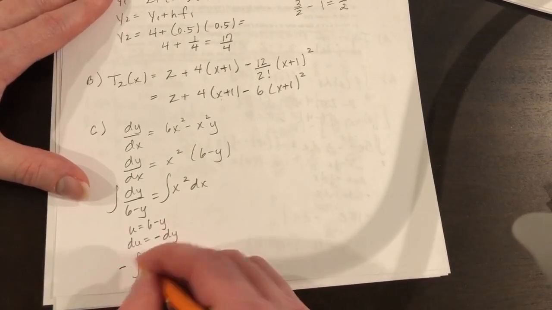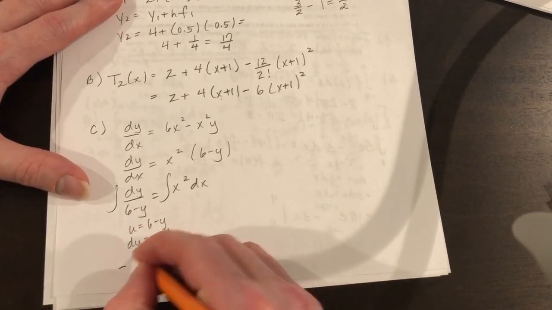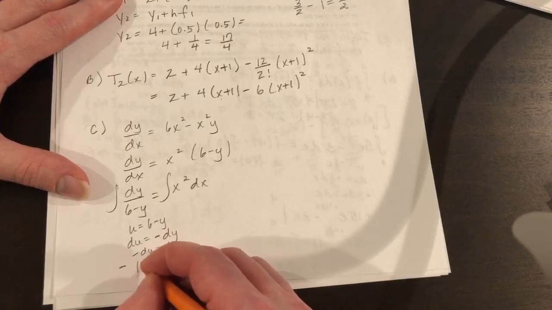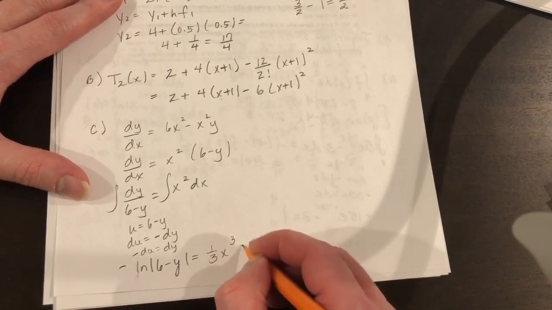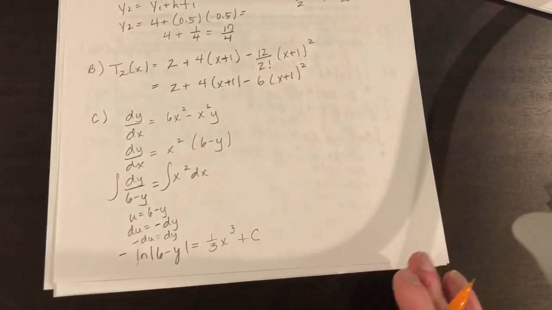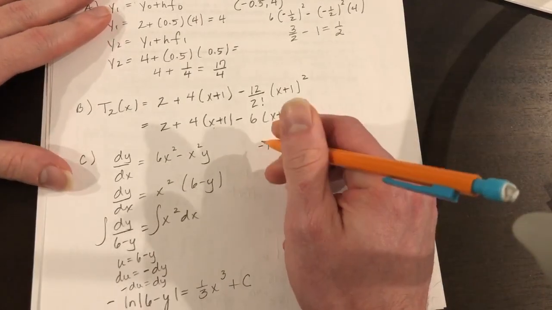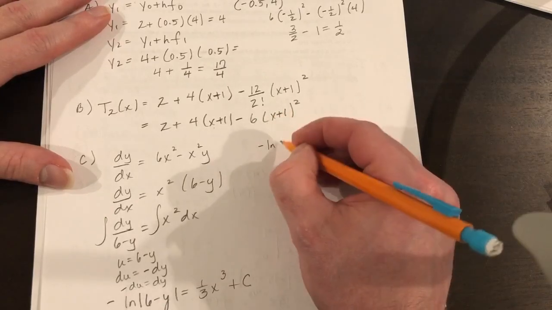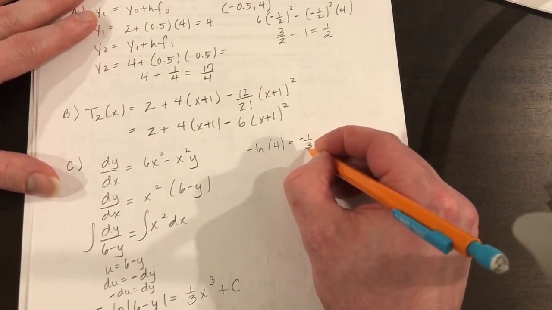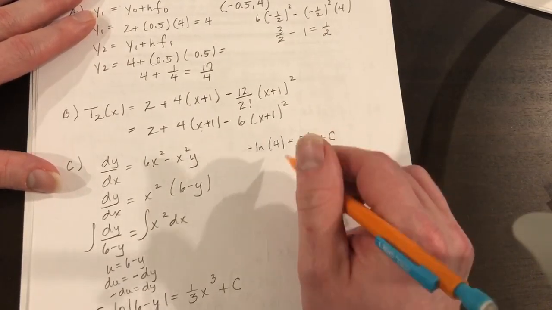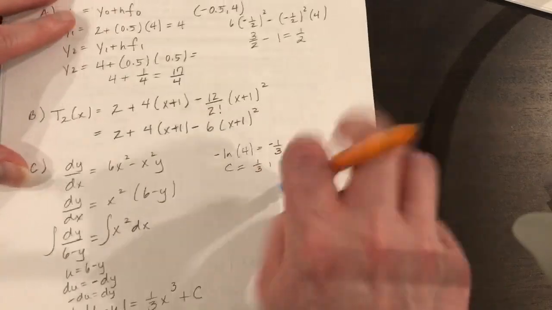So this becomes a negative integral of du over u, which goes to natural log. Okay, negative natural log of 6 minus y is equal to 1/3 x cubed plus c. Now I'm going to use my initial condition that gets me up here. Okay, so I get negative natural log of 6 minus 2, which is 4. And I'm going to plug in a negative 1 cubed, so it's a negative 1/3 plus c. So if I was to solve for c, c comes out to be 1/3 minus natural log of 4.